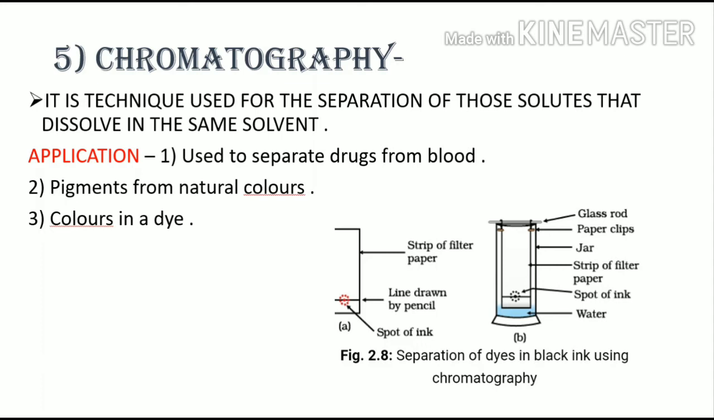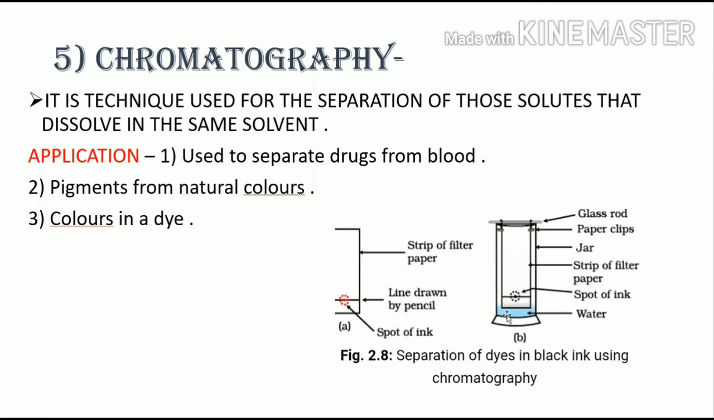Its applications are to separate drugs from blood, pigments from natural colors, and colors in dyes. These chromatographic techniques are used to separate drugs from blood and pigments from natural colors. Natural colors are found in some flowers and leaves, which contain natural color, and we separate their pigments by the process of chromatography. And different colors of dyes that are mixed can easily be separated by the process of chromatography. So there are different types of chromatography.